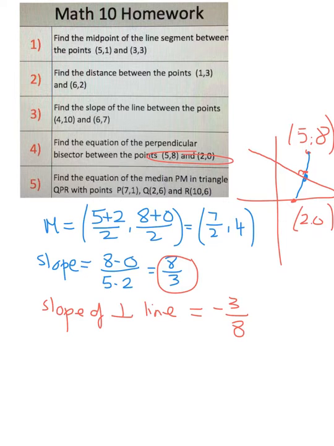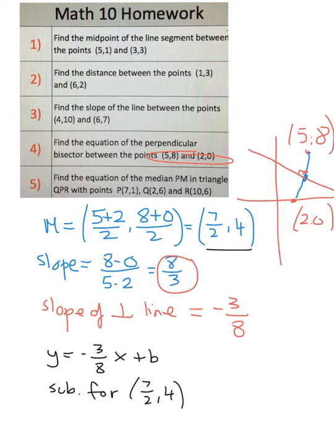Now we want to find the equation of that red line, and we know we've got y equals mx plus b, where m is the slope. And how do we find b? Sub in the point we know it goes through, which is the midpoint up here, 7 over 2, comma 4. Well, 7 over 2 is the x value, 4 is the y value. Therefore, we get 4 equals negative 3 over 8 times 7 over 2. This is not very nice, is it? Plus b. So that becomes negative 21 over 16. So 4 equals negative 21 over 16 plus b.